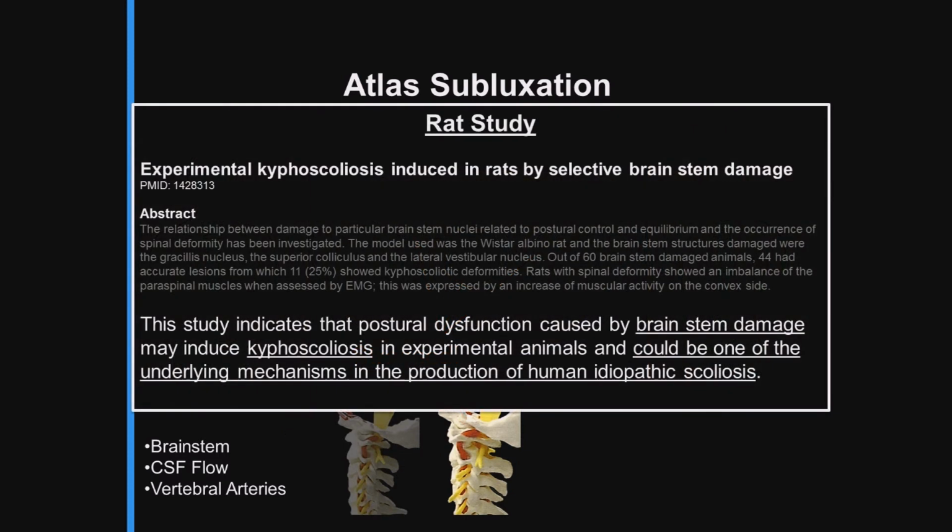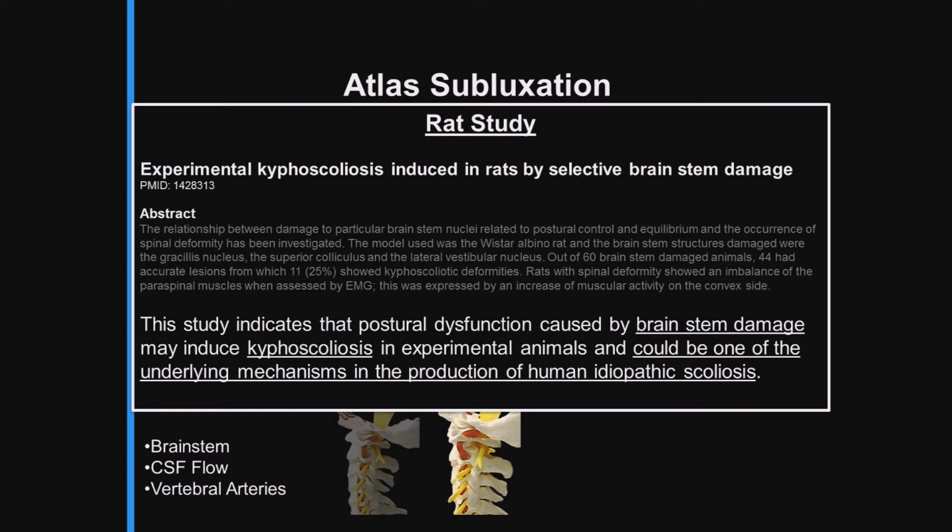You can see here in this study abstract that was written up on a kyphoscoliosis that was being induced from damage to the brainstem. So often people don't look at the spine as an entire unit. They look at individual segments for treatment. But when the atlas goes out of position, you're really looking at a full spine problem.